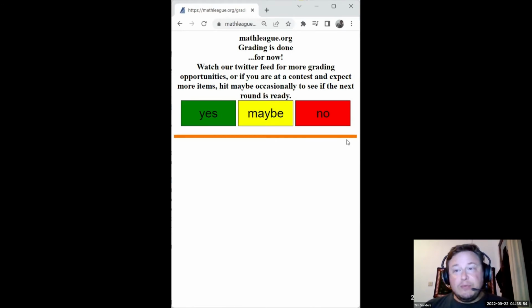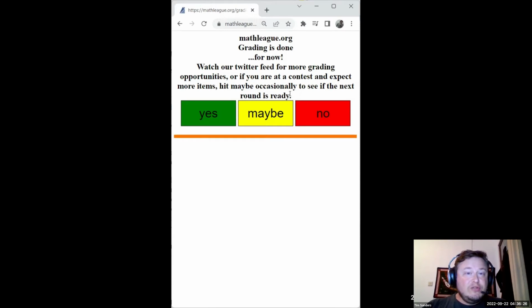Now, at a contest, we'll typically have 2 or 3 different dumps, sometimes more, of items onto the grading pool. So at each opportunity, you'll be notified. If you're there in person at the contest, you'll be given a verbal notification, or if you're grading remotely, you'll be given an email notification letting you know that it's time for more grading. All right, so grading is done. Wonderful. You're just going to wait for the next announcement.